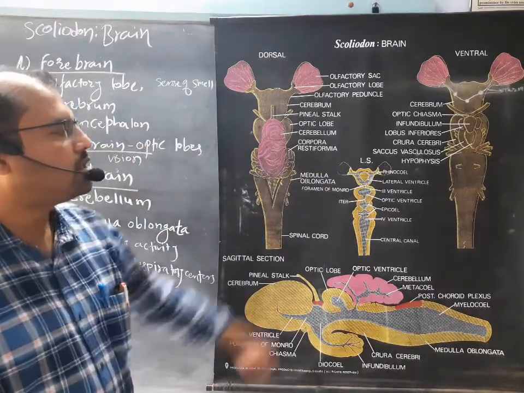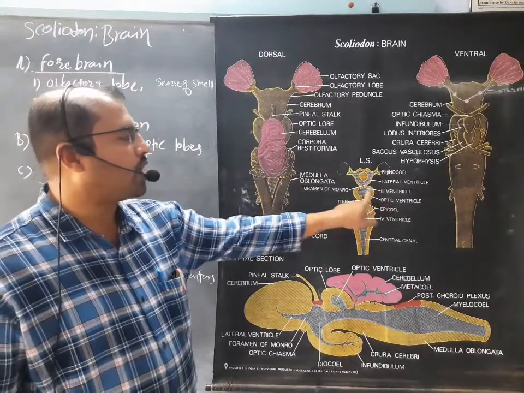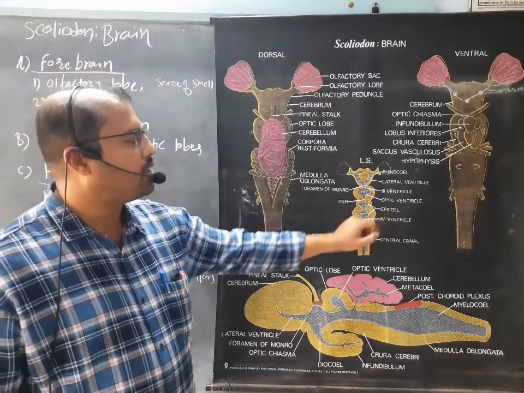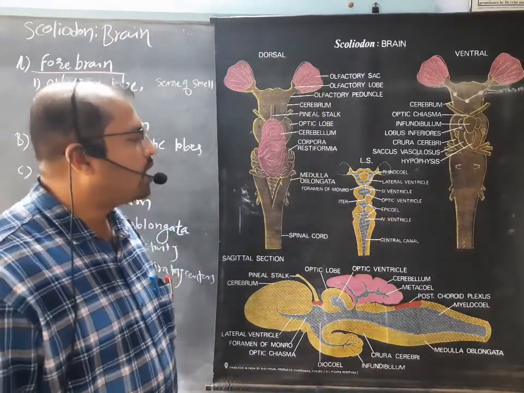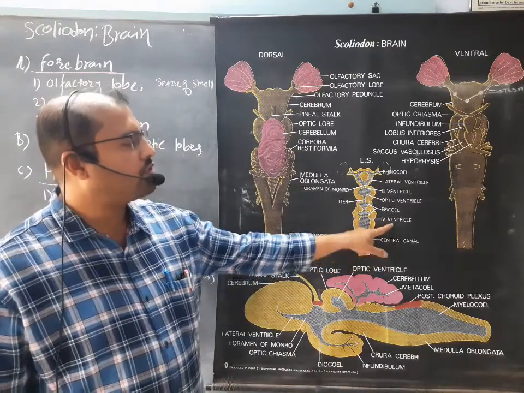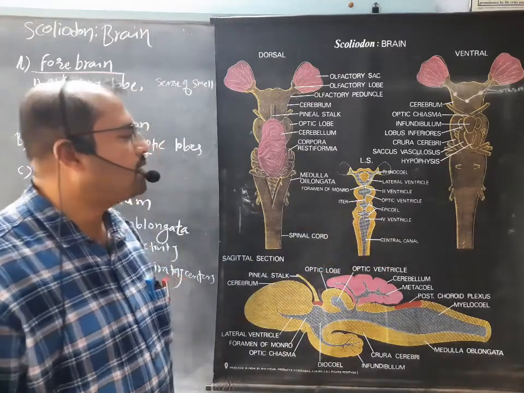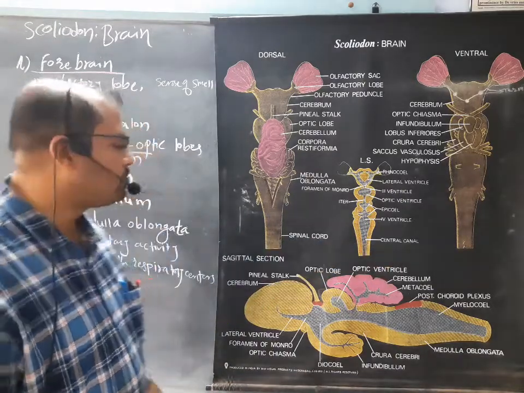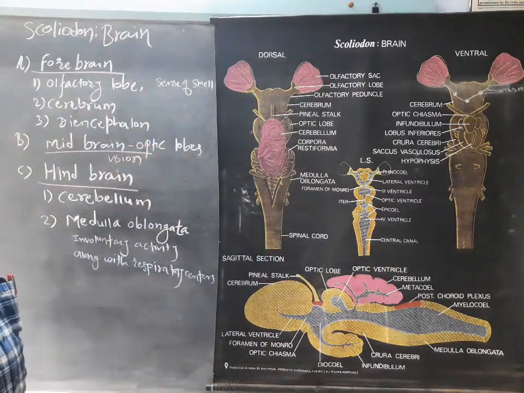Then the optic ventricle is present, the cavity of the optic lobe. Then the iter is present. Then the epicoele is present, and posterior to the epicoele, the fourth ventricle is present. Just posterior to this is the central canal. So these are the cavities.